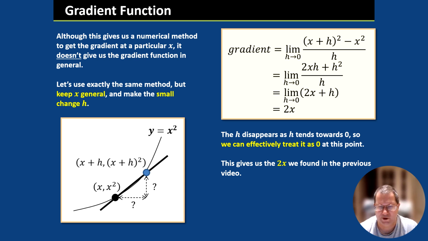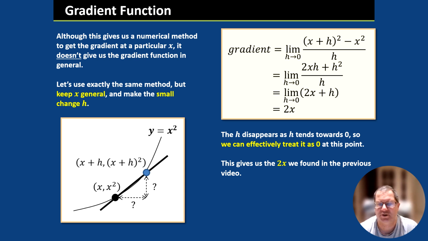So then looking at the top right, where we have our methods, we're saying that the gradient in the limit of h tending towards 0 is given by the change in y over the change in x. The change in y, in this case, is x plus h all squared minus x squared. The change in x is simply h because we've added h on. If we expand the brackets, the numerator becomes 2xh plus h squared, and we're dividing that by h. And then if we cancel through, we get the limit as h tends to 0 of 2x plus h.